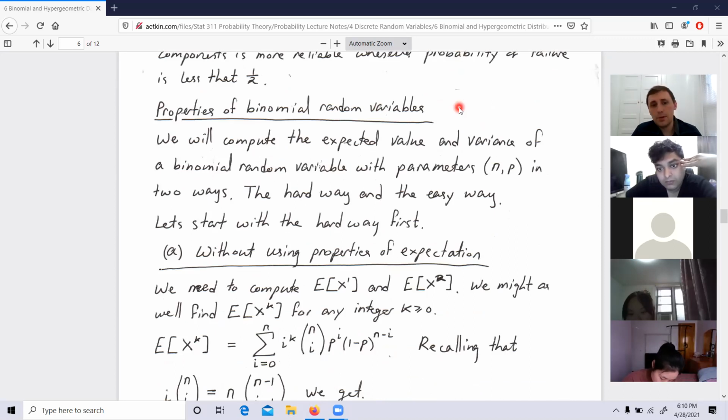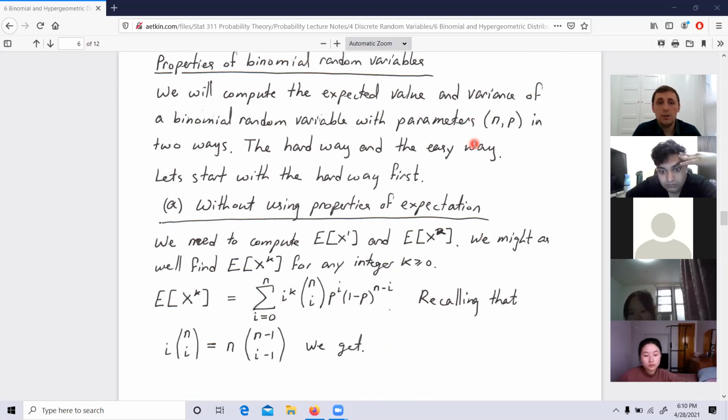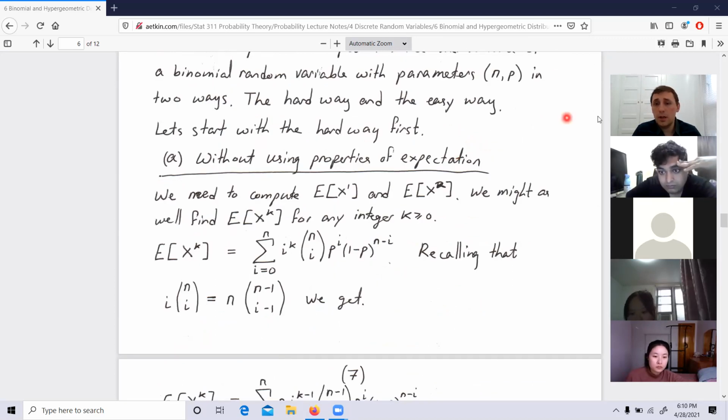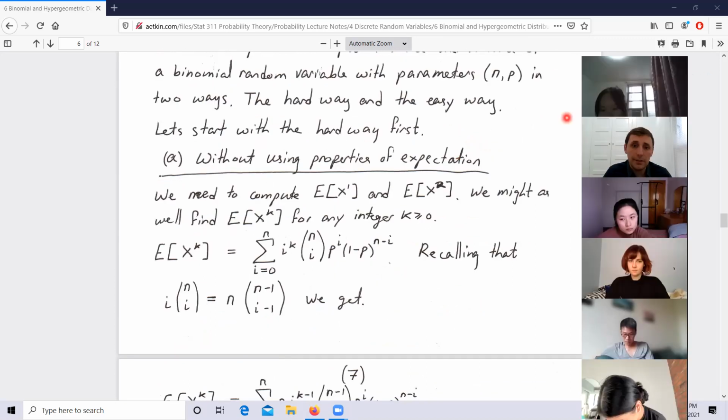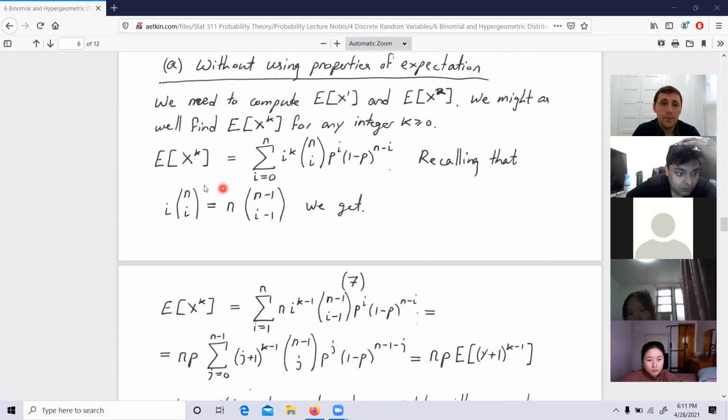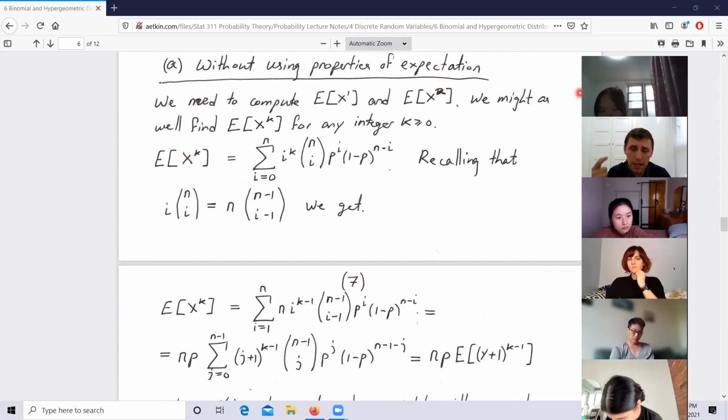So here, guys, a few properties of the binomial random variable. We are now going to calculate the expected value and variance of the binomial random variable. I will skip method 1 of doing it. You can calculate expected value without using properties of expectation, but it's a bit more tedious. You can look at it in my notes. There I also calculate the expected value of X to the power of k, which is maybe a bit interesting because you can create a recursive formula.